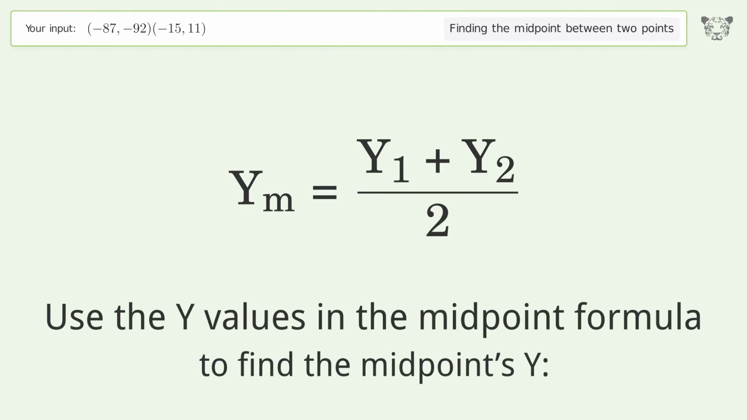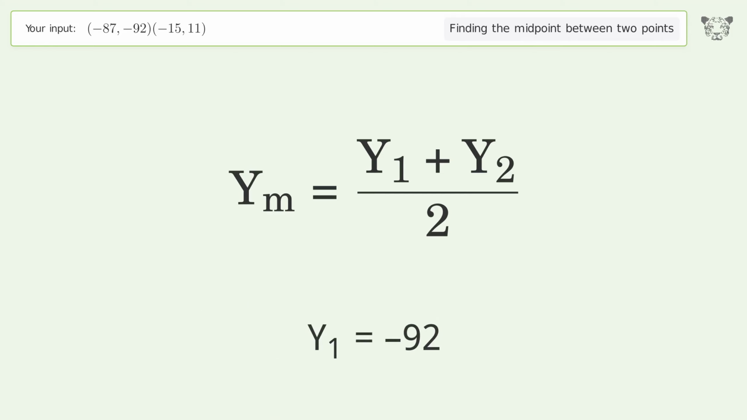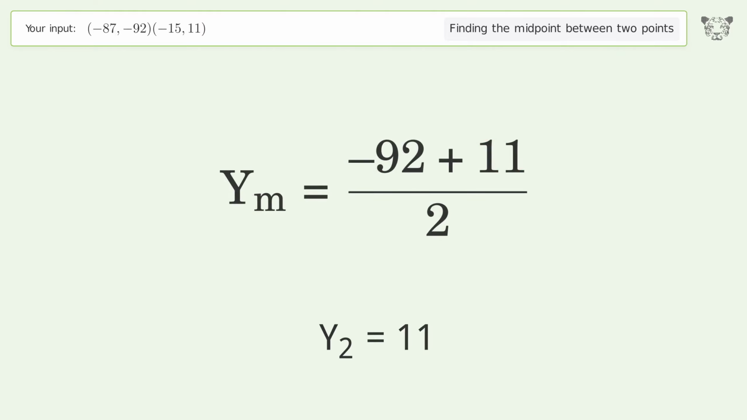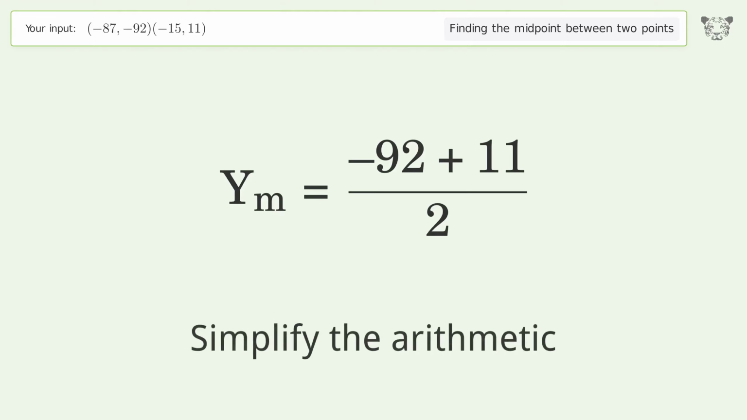Use the y values in the midpoint formula to find the midpoints y. y1 equals -92. y2 equals 11. Simplify the arithmetic.